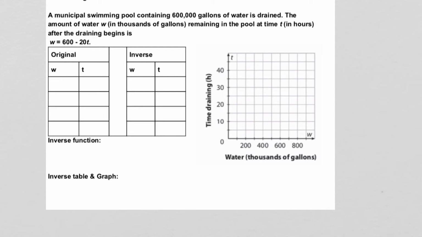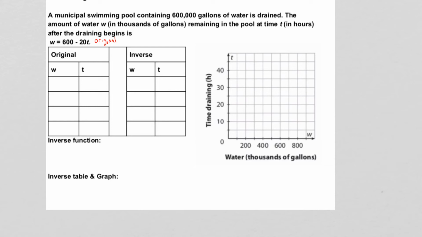So let's just take a look at the original. We're going to call this one up here the original. And we're not going to worry about making its inverse right now. Let's just get some points plotted on our table and also on the graph. So here's water in thousands of gallons and time draining. The swimming pool contains 600,000 gallons of water, and the amount of water in thousands of gallons remaining in the pool at the time t hours after the draining begins.